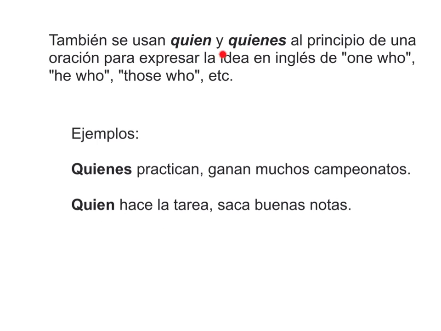También se usan quién o quienes al principio de una oración para expresar la idea en inglés de one who, he who, or those who. So to express the idea of one who, he who, or those who at the beginning of a sentence. Por ejemplo, quienes practican ganan muchos campeonatos. Those who practice win many championships. Quien hace la tarea saca buenas notas. One who or he who does the homework gets good grades.